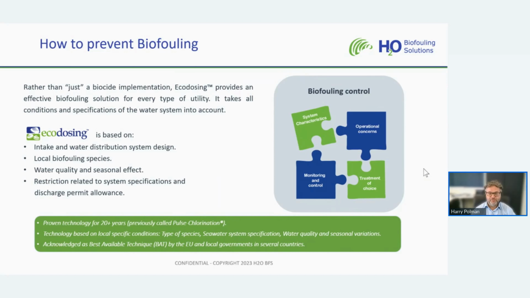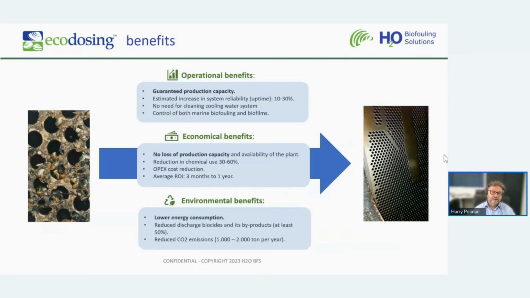Now, the technology we're talking about, eco-dosing, was developed 25 years ago, actually. At that moment, it was branded pulse chlorination. And the technology has been acknowledged widely in industries, but also, for example, in the IPPC's BREF document created by the European Union. After 25 years of installations of this technology in all kinds of industries, like oil and gas, power plants, chemical industries, but also desalination plants, we noted 3 specific benefits.